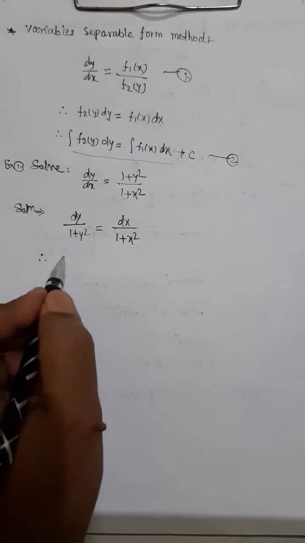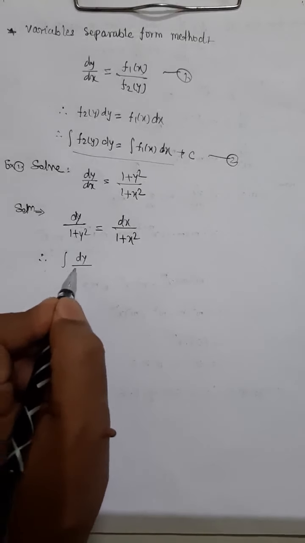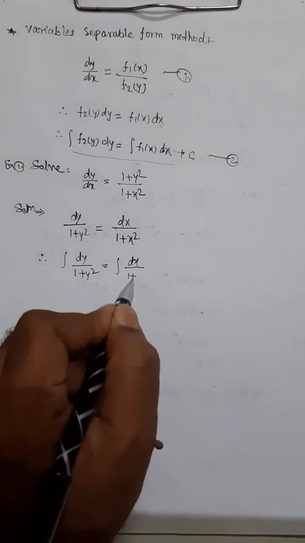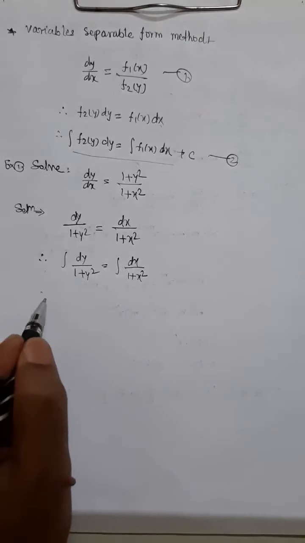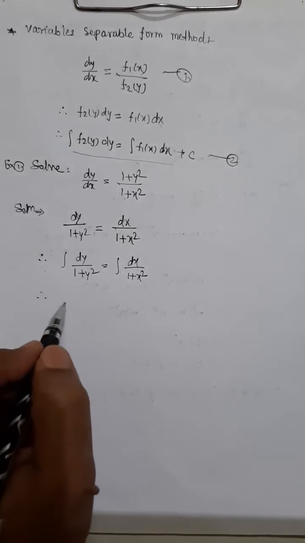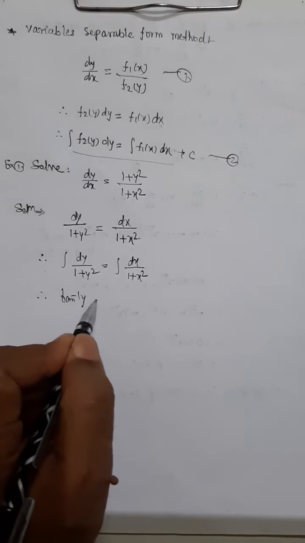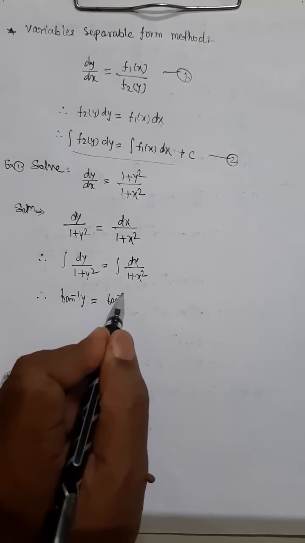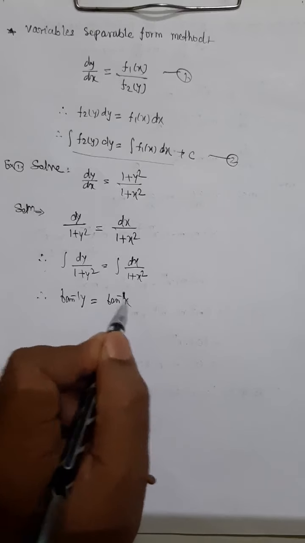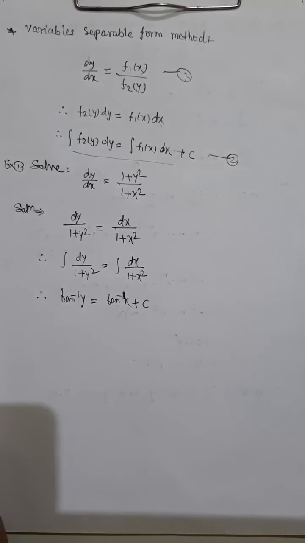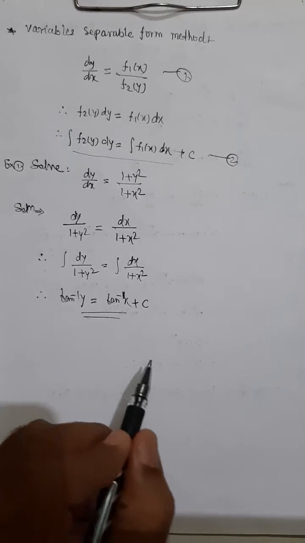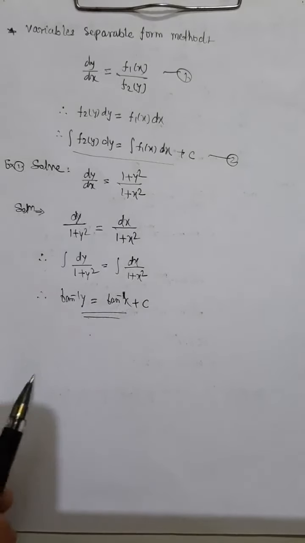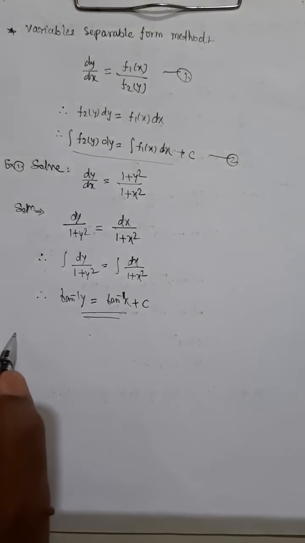After separating the variables, we have to integrate. On integrating both sides, integration of dy divided by 1 plus y square is equal to integration of dx divided by 1 plus x square. And we know integration of 1 upon 1 plus y square dy is tan inverse y, equal to integration of 1 upon 1 plus x square dx, which is tan inverse x plus c, where c is the constant of integration, and thus we get the solution. This is called the solution of the given differential equation. If I differentiate this, again we get the given differential equation. So this is the solution of the given differential equation.